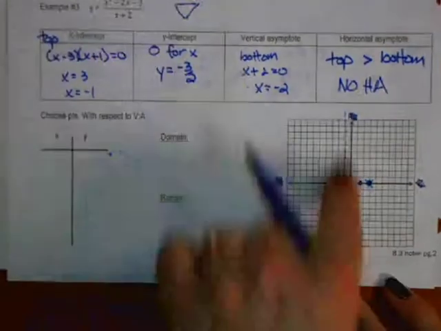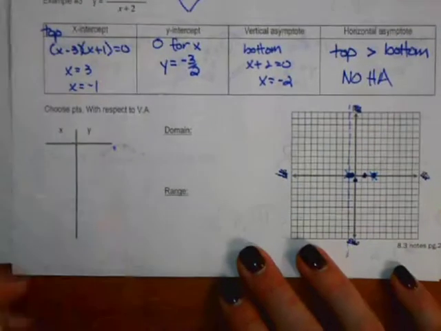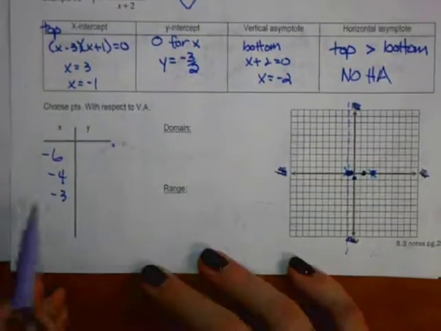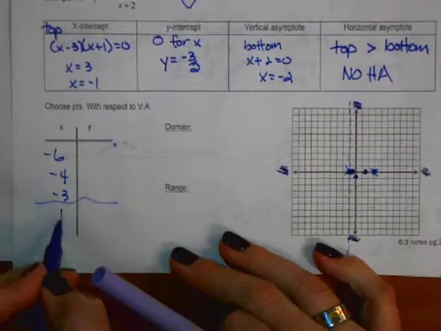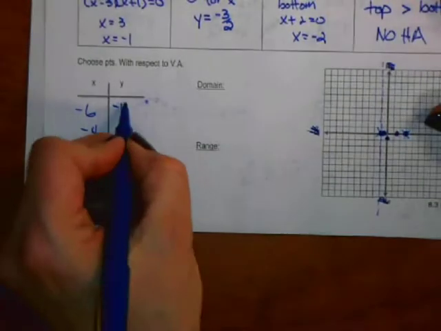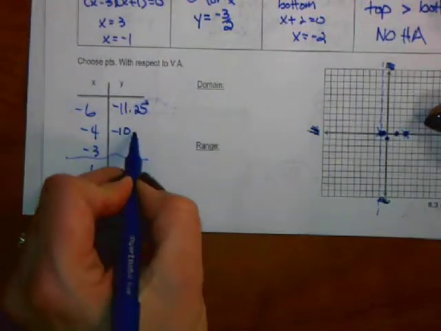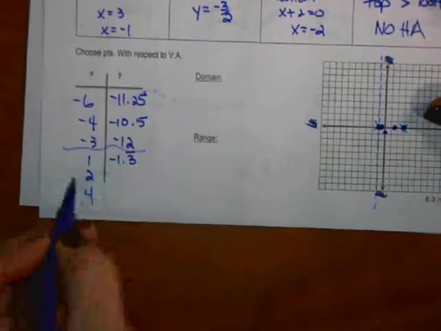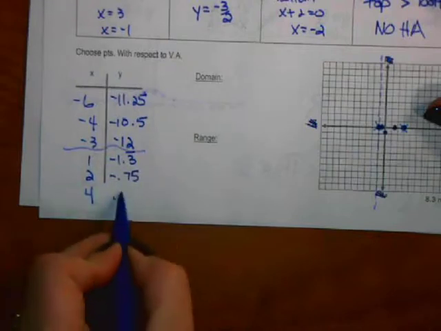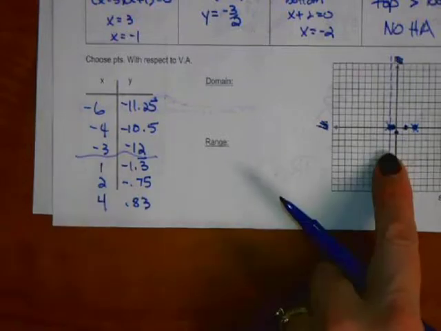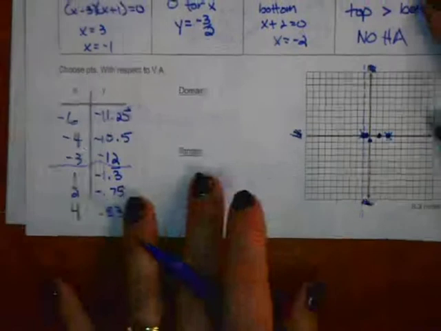So let's do some points with respect to -2. I'm going to do -6, -4. We could do -3. And then we have our asymptote. And then I could do 1, 2, and 4. I'm just giving you some points that I got. I'll give you the y coordinates. I just get them off your calculator, off your table. This purple line represents the asymptote. That's kind of why I put it there. Okay? All right, graph them.